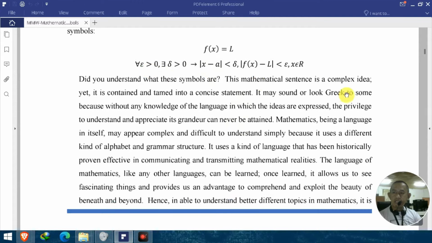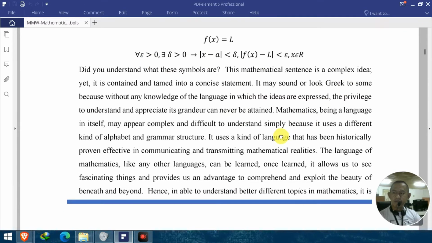So it consists of Greek letters, the Greek alphabet. So we have different alphabets. Mathematics being a language in itself may appear complex and difficult to understand simply because it uses a different kind of alphabet. Unang Greek. Pag first time mo makita yung words, medyo iba yung letters, di mo maintindihan. Para siyang encoded or naka-encrypt yung mga words.